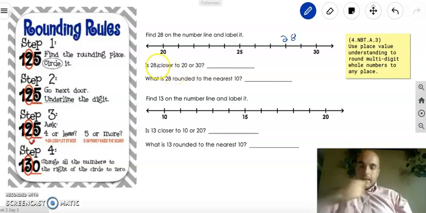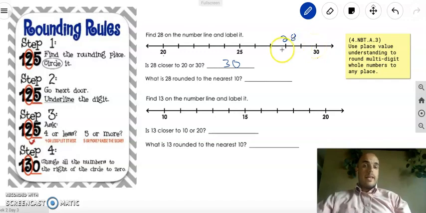And it's asking, is 28 closer to 20 or 30? Well, even without counting numbers over, we can see that 28 is a lot closer to 30. And if we want to be specific, it's 2 numbers away from 30, and it's 8 numbers away from 20. So it's now asking, what is 28 rounded to the nearest 10? So let's look at 28. I'm going to write it here.